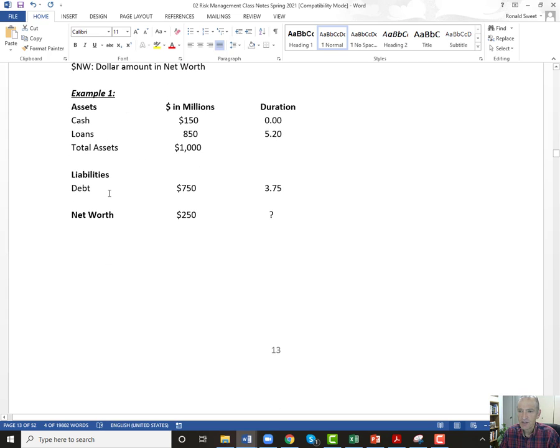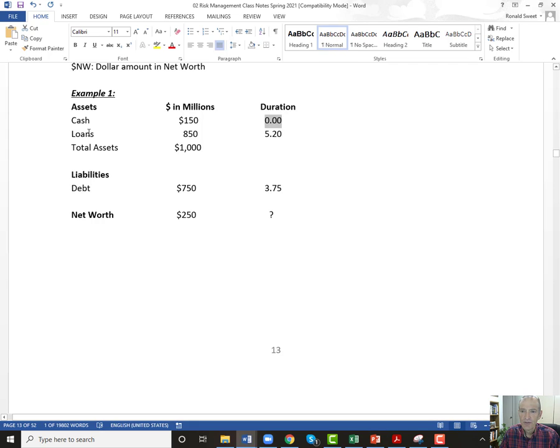So here's a bank. It's an unusual bank. They have some cash, $150 million in cash. Cash, by definition, has a duration of 0. That's not much interest rate risk at all. Interest rates can go up or down, and cash just stays right at 150.